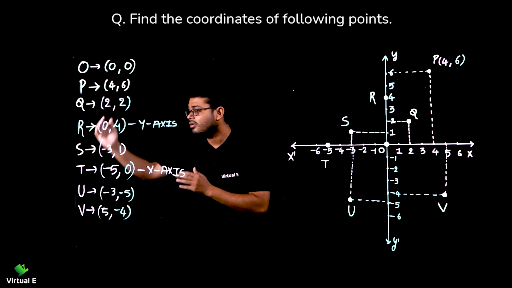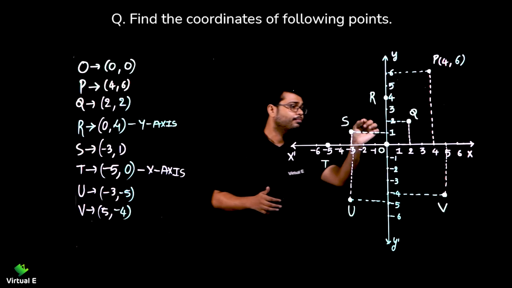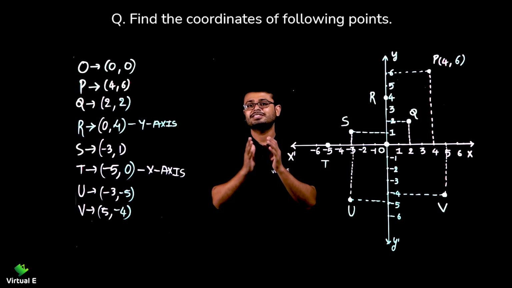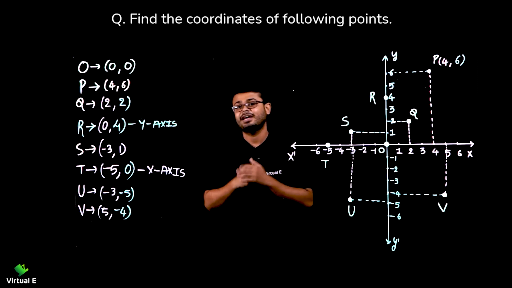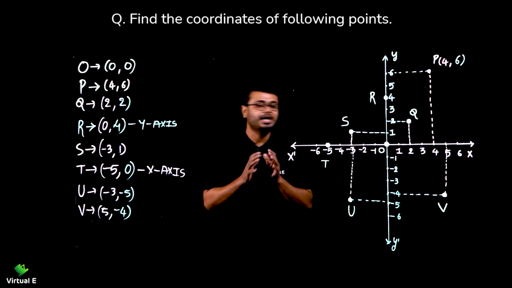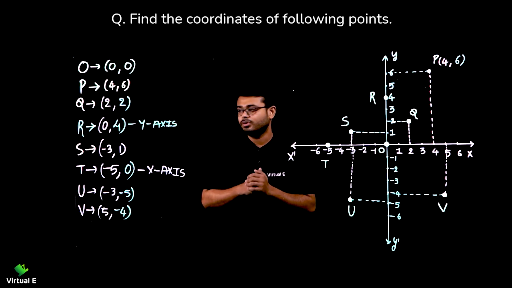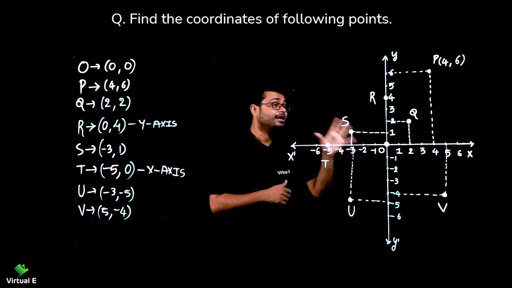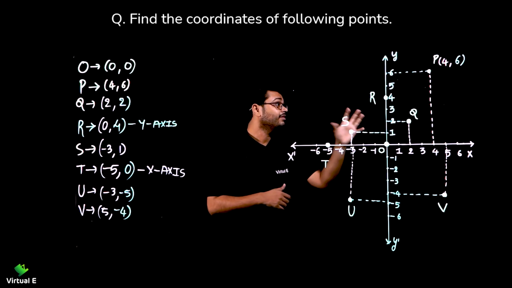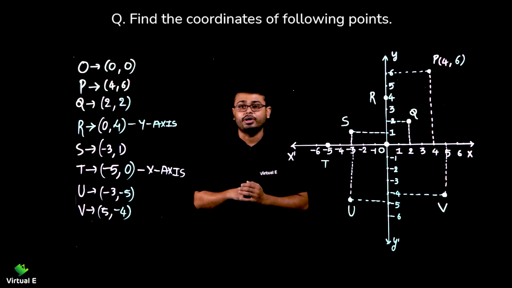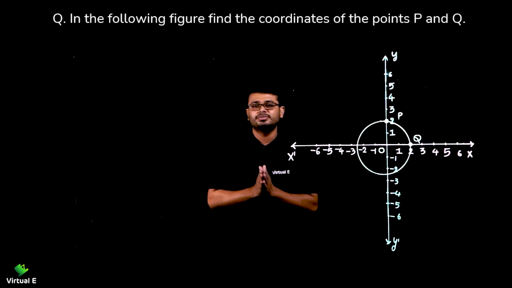Same you can do for all these points. Every point in this Cartesian system has its coordinates, has its position, where it is lying. It is easy to identify. So this is the basic idea behind this concept of coordinate geometry. So this is how we locate points when we have the Cartesian system provided, and when we want to identify the coordinates of the points. Let's do the next question.